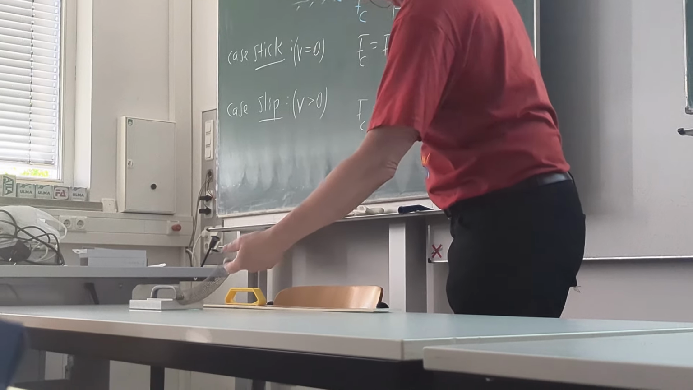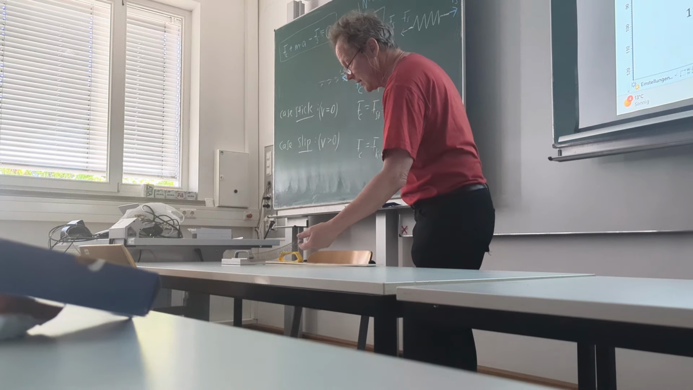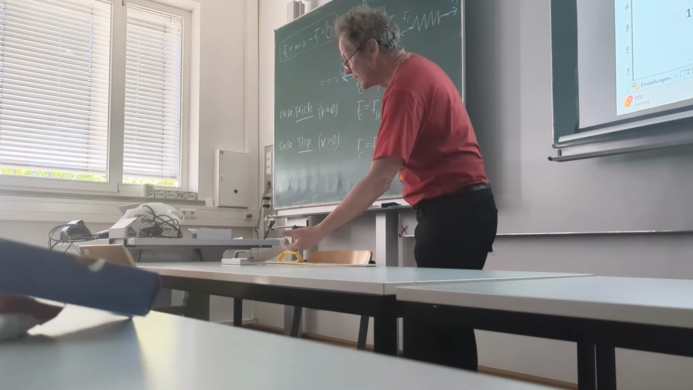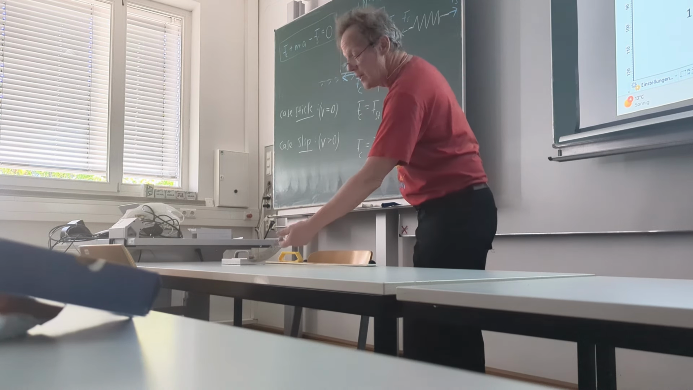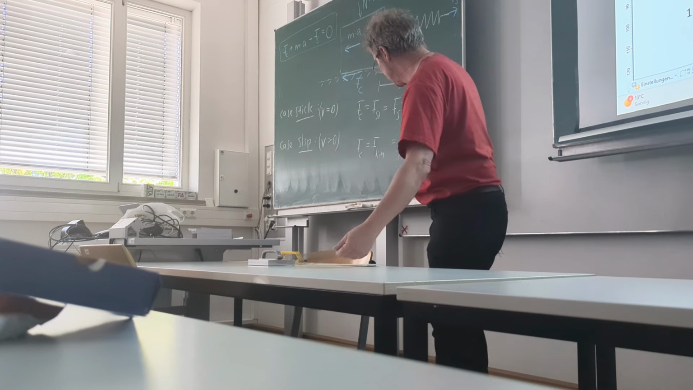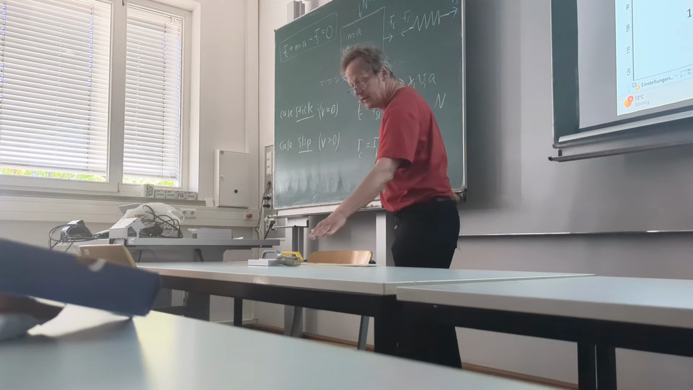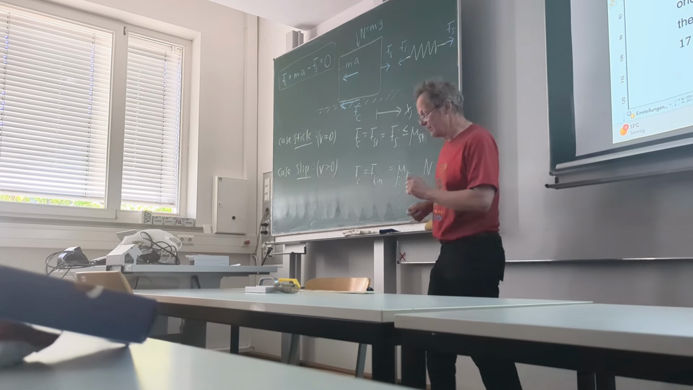So here we're within the stick case, and obviously my force is smaller than this limit, mu static times the weight. And as soon as we have movement, then we are at the lower case. So there is friction, and it is mu kinetic multiplied with the weight.